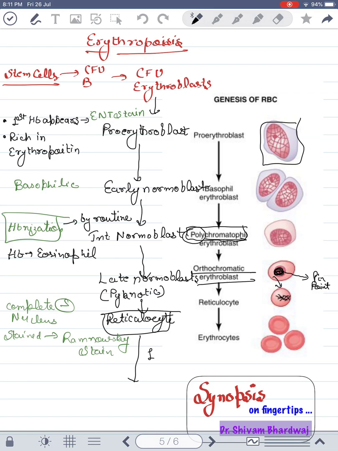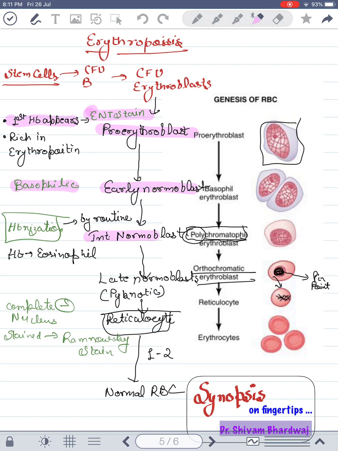After 1 to 2 days they fully become mature and their size further decreases, and they form the normal RBC, that is the erythrocyte. So if we talk about the important features, the first appearance of hemoglobin, which can be seen by the special stain, that is the ENT stain, is seen in the first step, the proerythroblastic stage itself. Then basophilic, that is the early normoblast.